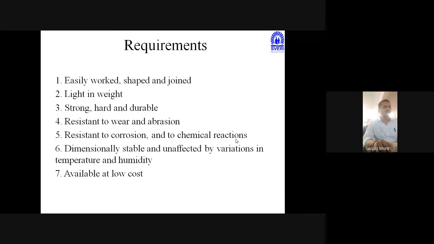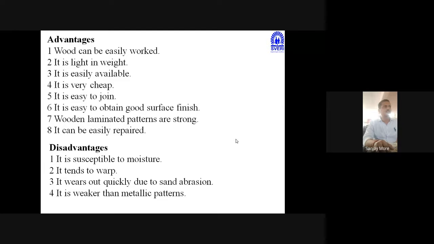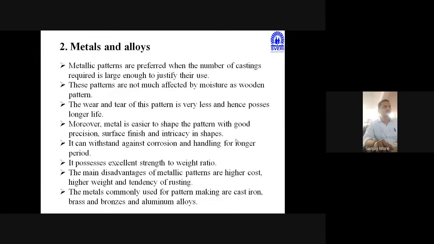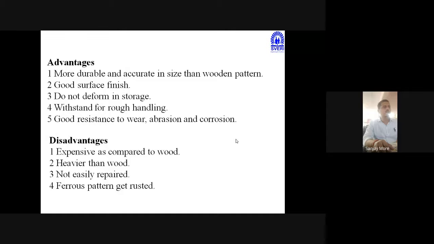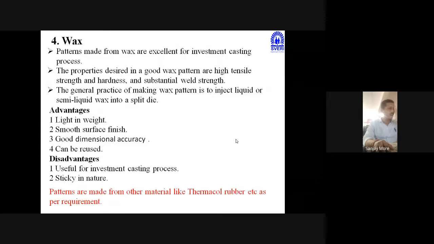Then requirement of a good pattern. Here: easily worked and shaped to join, light in weight, strong, hard and durable, resistance to wear and abrasion, and available at low cost. Then first material is wood. Here are the advantages and disadvantages of wood material. Then second, metal and alloy. Here the advantages and disadvantages of metal and alloy material used for pattern making. Then third one is plastic. See the advantages and disadvantages of plastic material used for pattern making. And last one is wax.